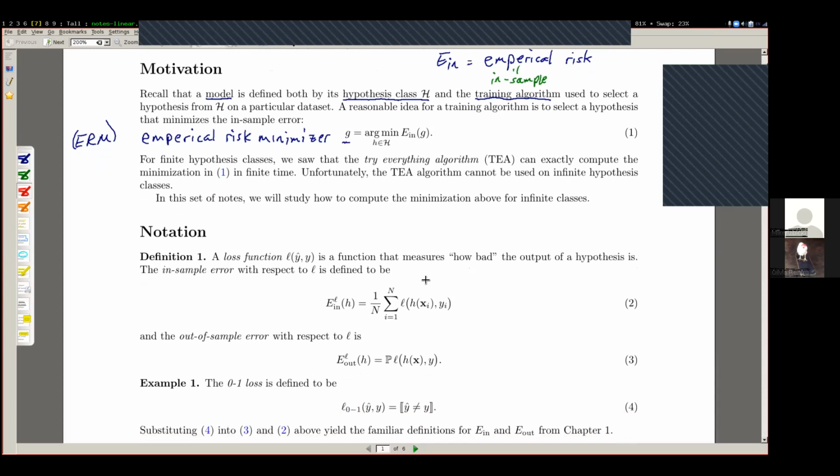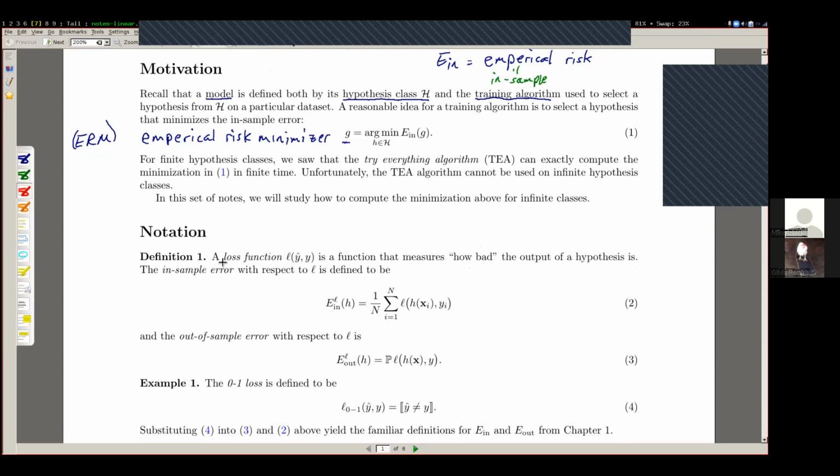Any questions on the motivation or any of that? Okay. So now getting into this new notation before we get into the fun stuff.